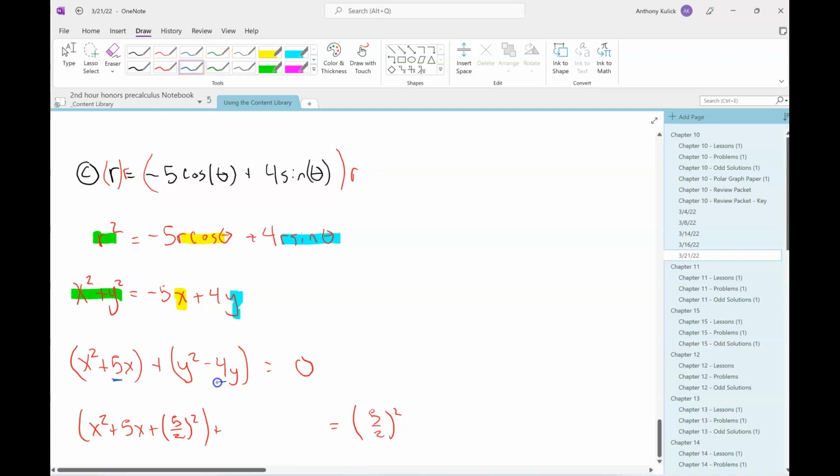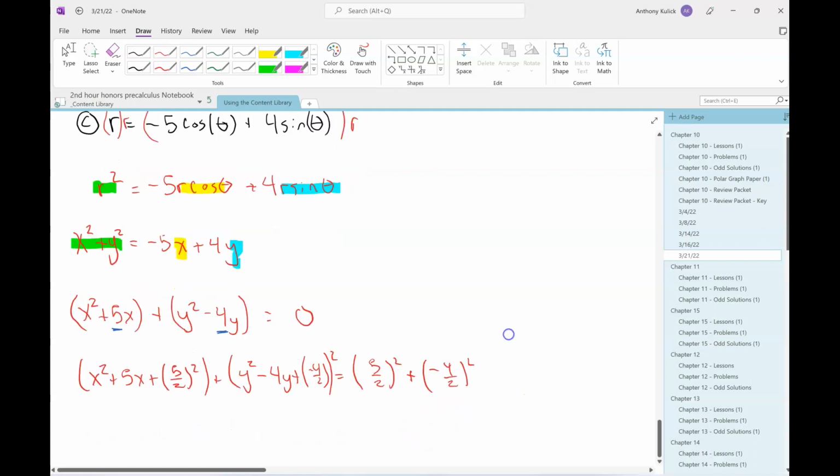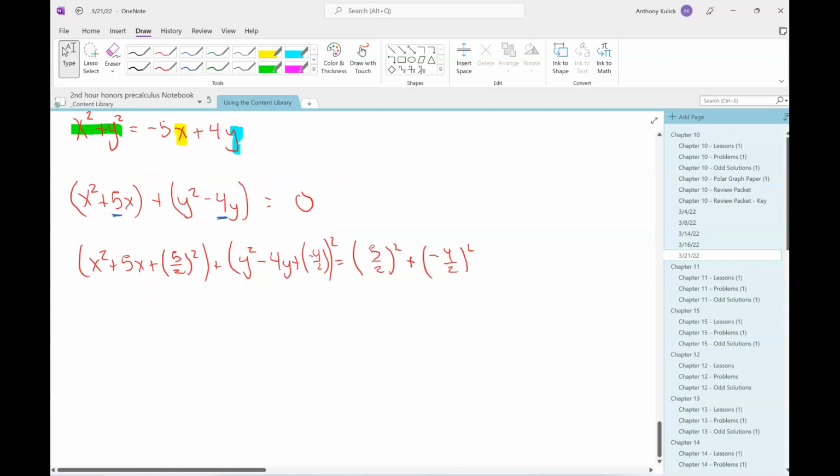And what do I have to do to complete the y's? I'm going to add negative 4 over 2 squared to both sides. Also known as negative 2, but I'm going to write it in the silly way so it's super clear when you go back and look at this what Mr. Kulik was doing. Everybody coolio so far?